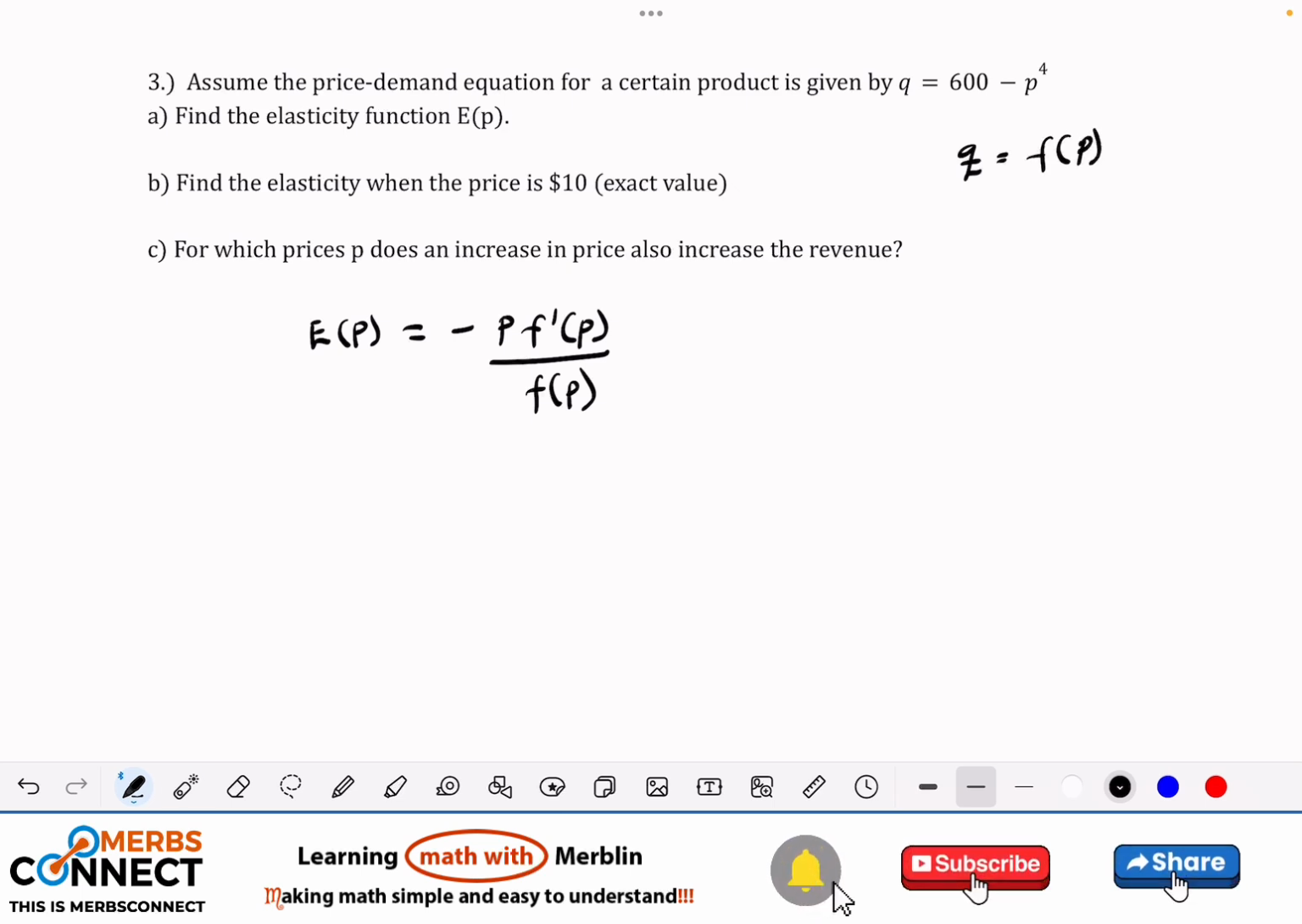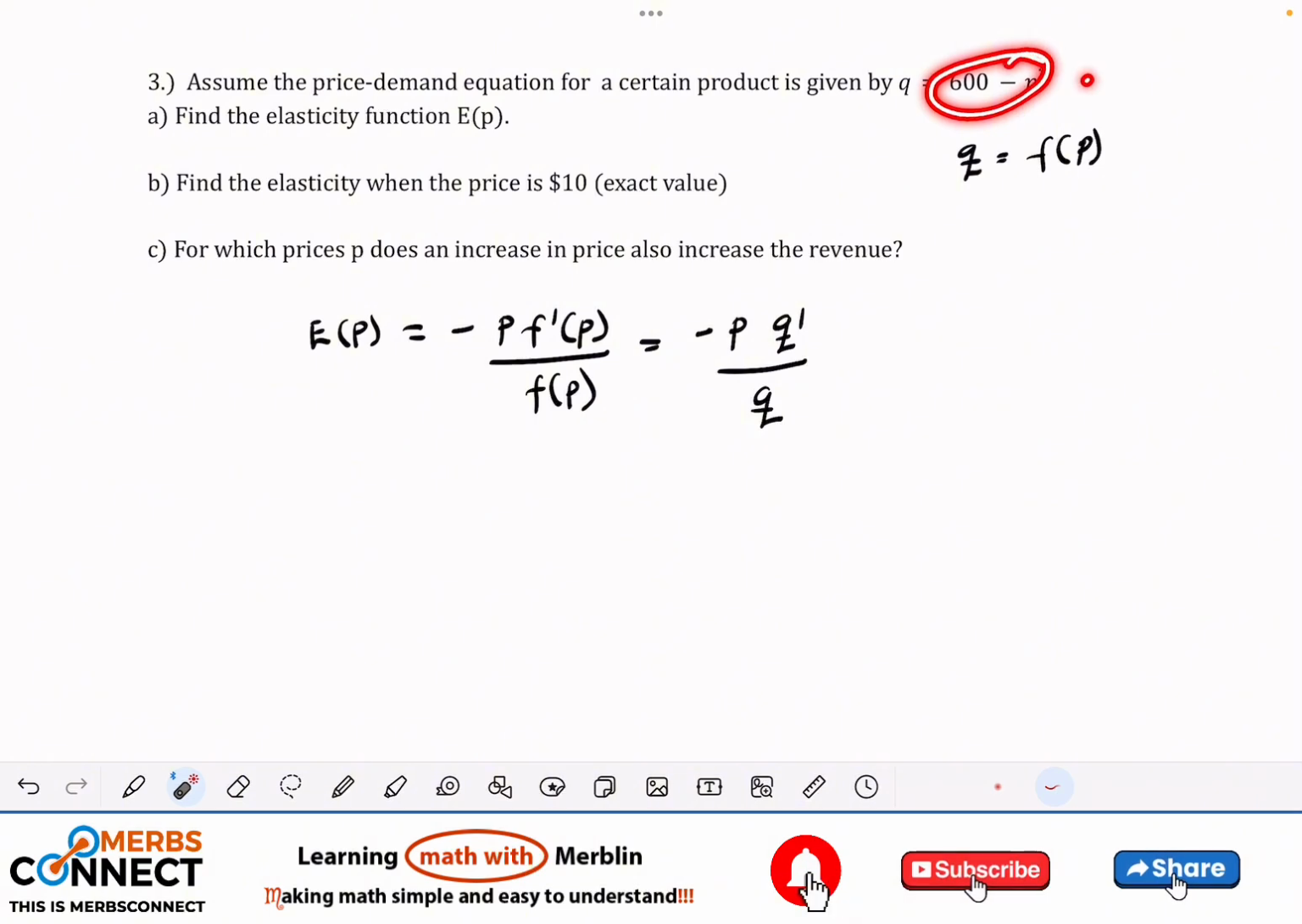So if K is the same as F of P, then we can change the formula by saying that this is the same as minus P K prime divided by K. So don't get confused when the function given to you here is K. Or if you don't want to change the formula, you can say that this is also the same as F of P, and then use that idea. So what's the hard work here? The only hard work here is to find K prime. The rest is substitution.